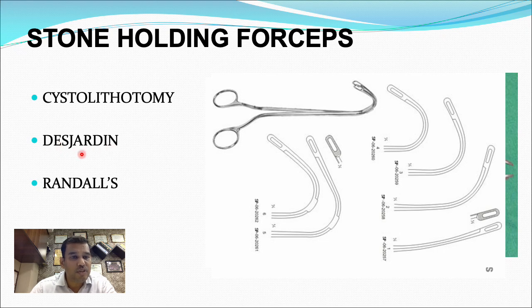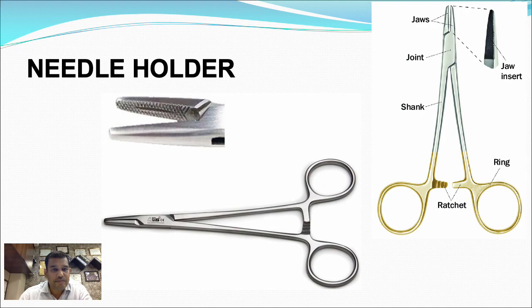Desjardins is for removing the stone of the CBD or the common hepatic duct. It is also called as choledocholithotomy forceps. And third is the Randall's stone holding forceps that was used to remove the stone from the kidney, from the renal pelvis. How do you sterilize this instrument? Same like the other instrument, that is autoclaving.